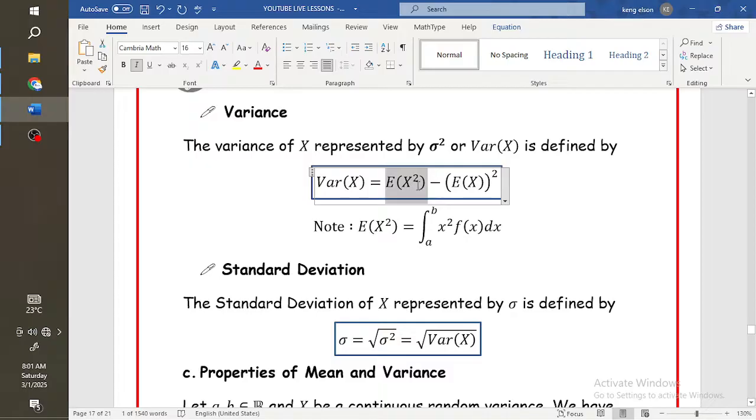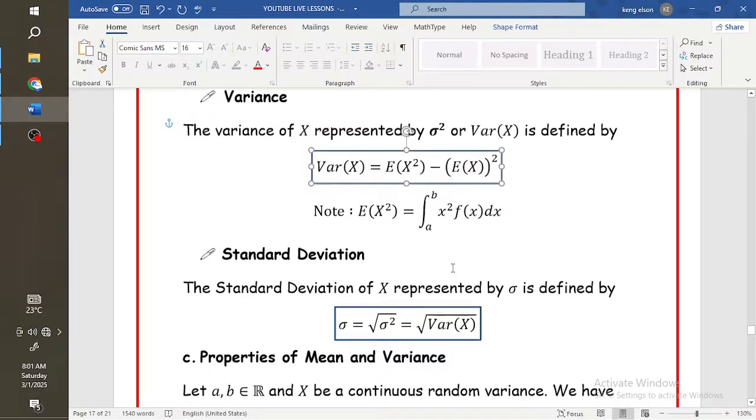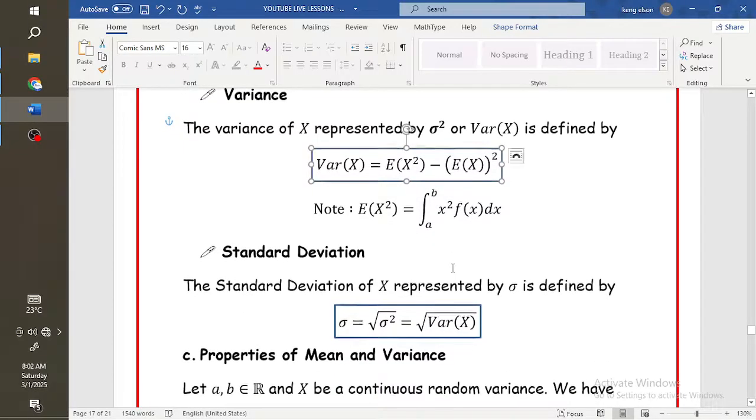So there's a difference between E of x squared and E of x all squared. This E of x squared is the mean of the variable x squared, while E of x all squared is just the square of the mean of the variable x. Anyways, you are going to look at the practice exercise later, so let me just try to explain.